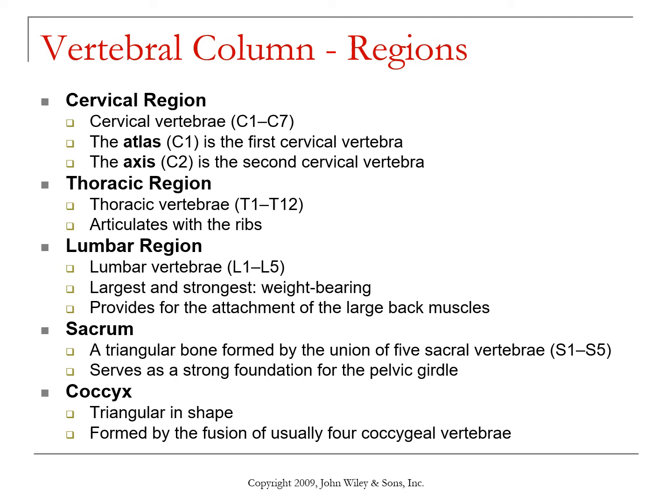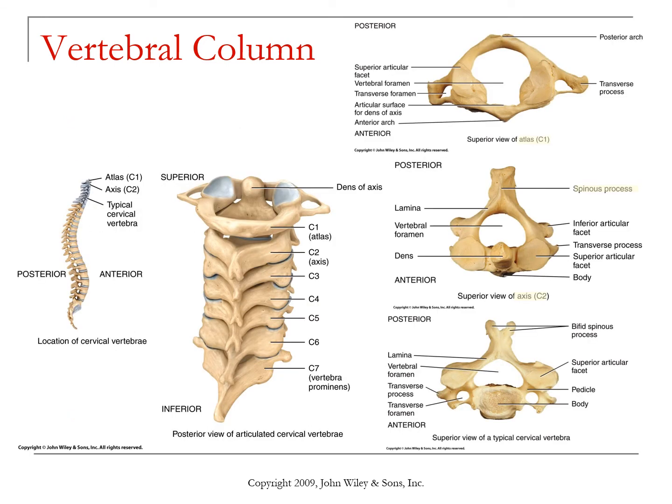The sacrum is that triangular bone that serves as an attachment point or an articulation point for the pelvic girdle or the 2 coxal bones. And finally, we have the tiny triangular shaped coccyx, again called the tailbone, which is formed by the fusion of 4 coccygeal bones.